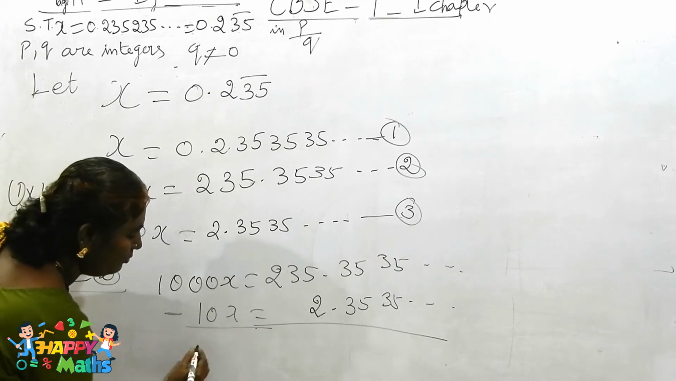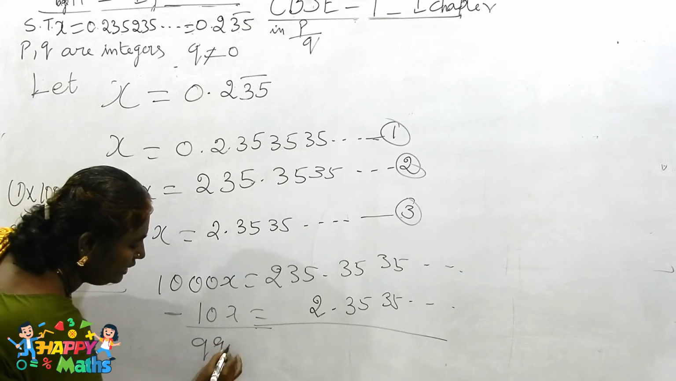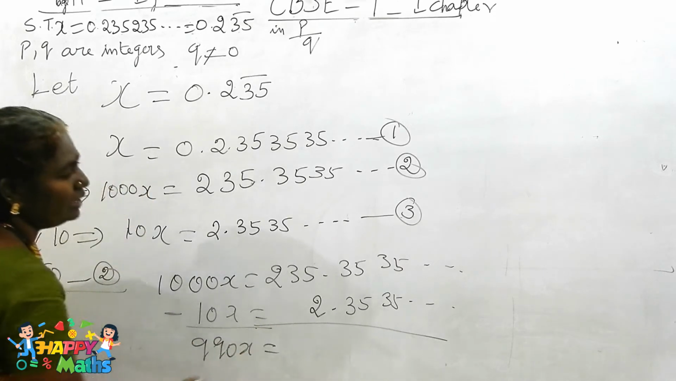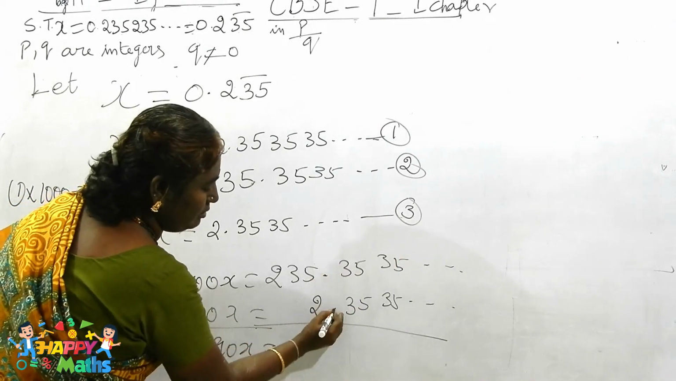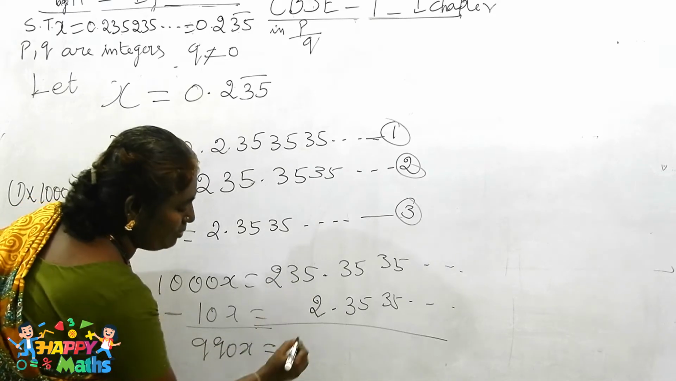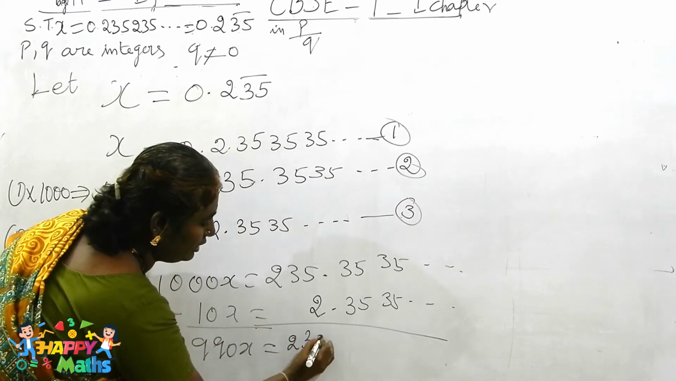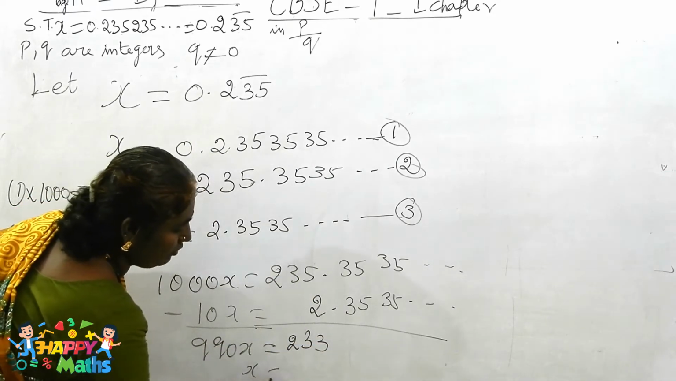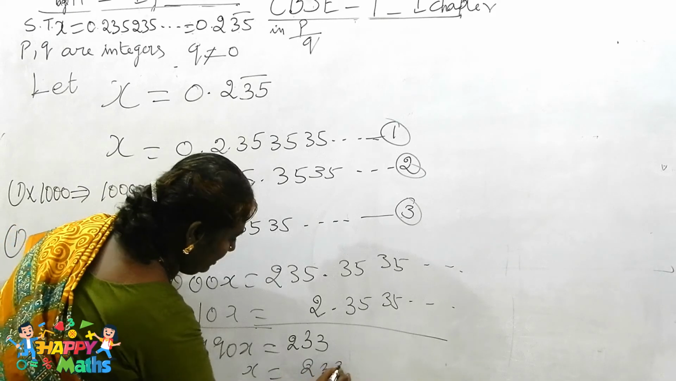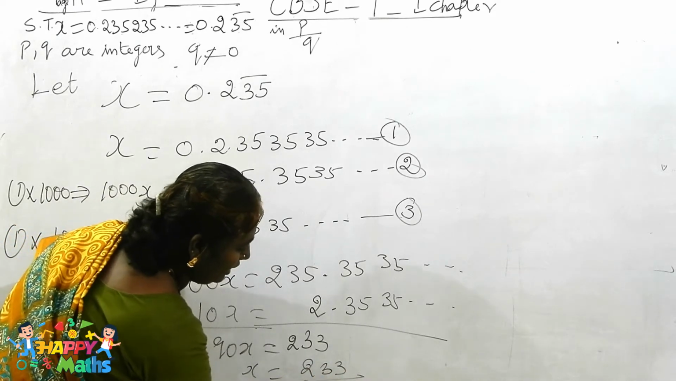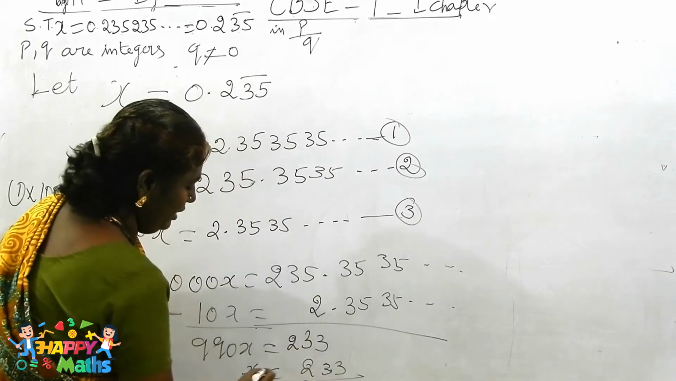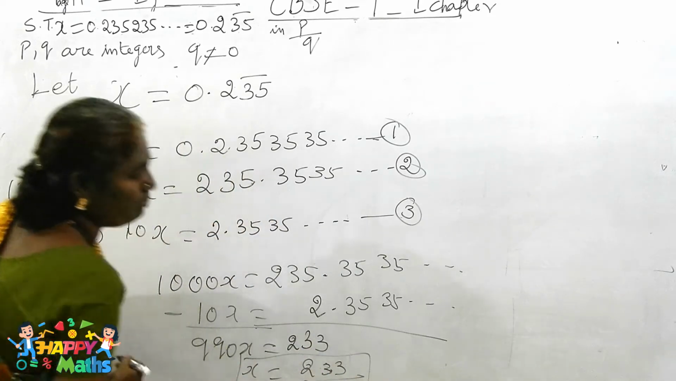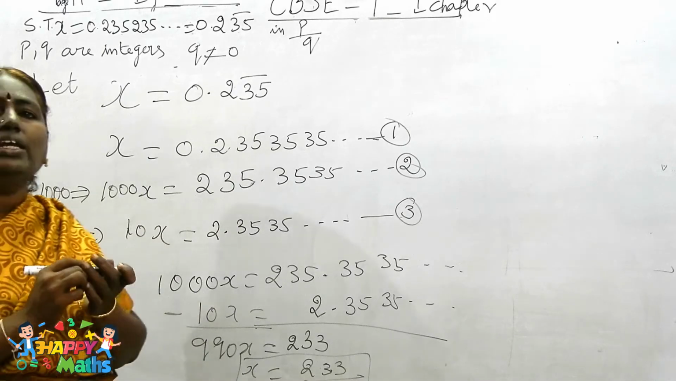You will get 990x. Here these 35s everything will get cancelled after the decimal point. Only 235 minus 2 is 233. Therefore x is equal to 233 by 990 only. Is it clear for you? This is the fractional form of x now. I think it will be very clear for you.